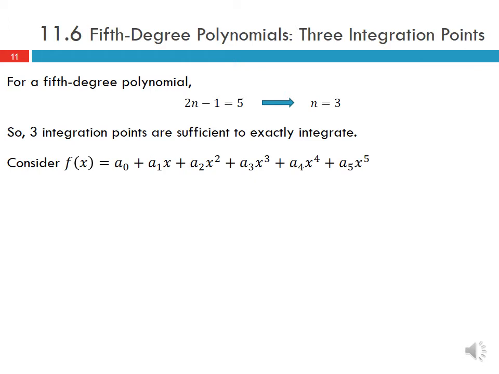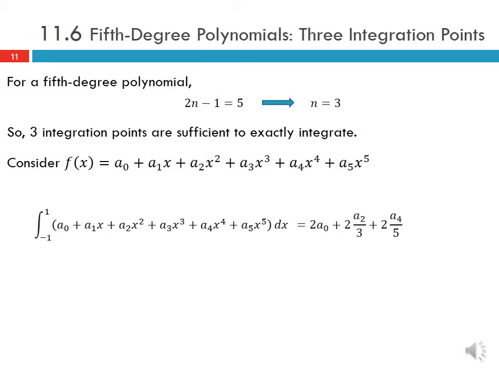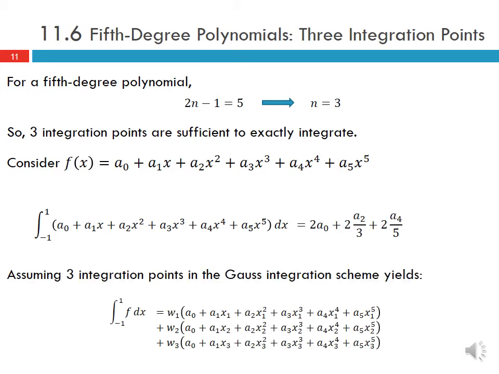So consider our fifth degree polynomial shown here. We want to evaluate this integral. So this is the exact integral as shown here. And if we use 3 integration points in the Gauss integration scheme, we get the expression shown here. So we've got this weighted sum of our function evaluations at our different integration points.